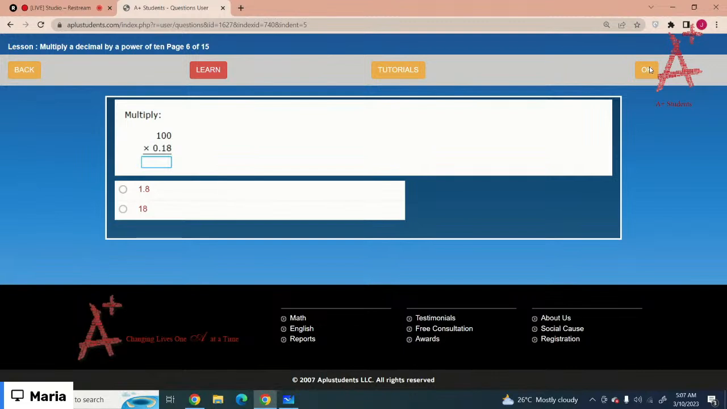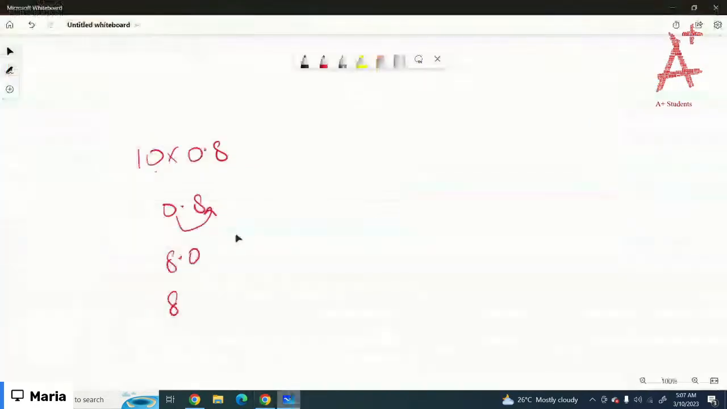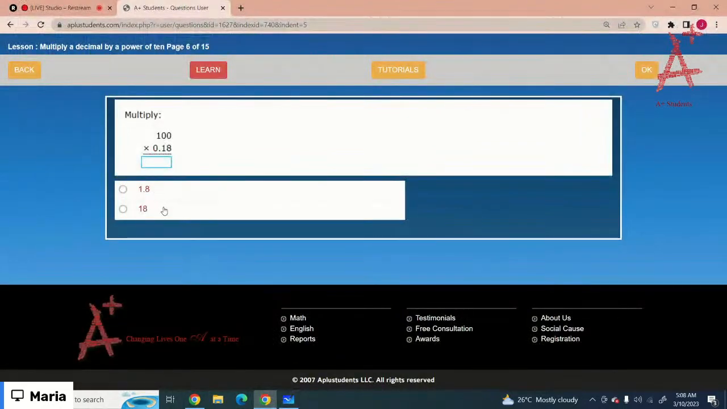Okay. So the next one is 100 times 0.18. So you have two zeros in the 100. That means you need to move the decimal point two places right. So when it is moved two places right, it would be from here to here. So it is 18. Got it? So the correct option is 18. Got it, everyone?